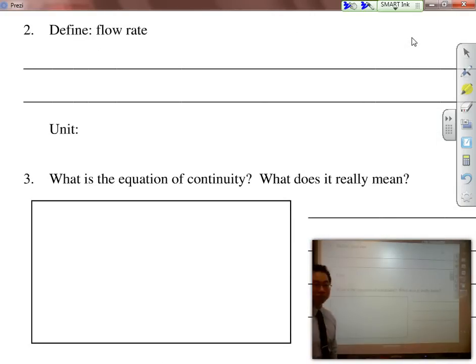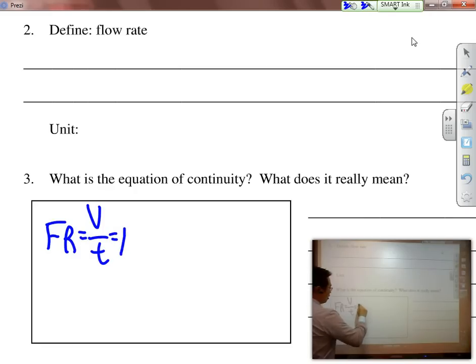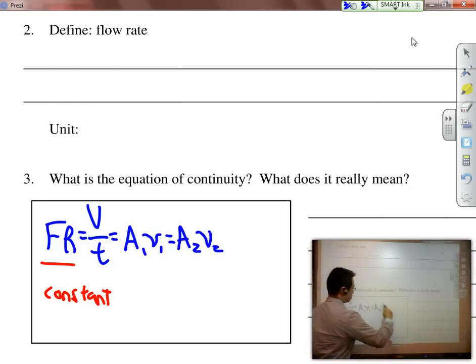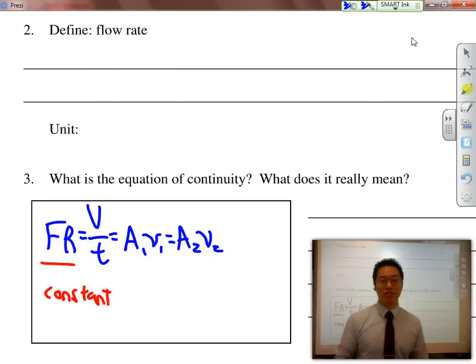So the flow rate formula, okay, we know is equal to volume over time, or area times velocity. But the flow rate is a constant value, meaning it doesn't change. So technically, if I'm changing the area, I'll change the velocity to compensate as well, meaning the smaller and smaller the area gets, the faster it goes.